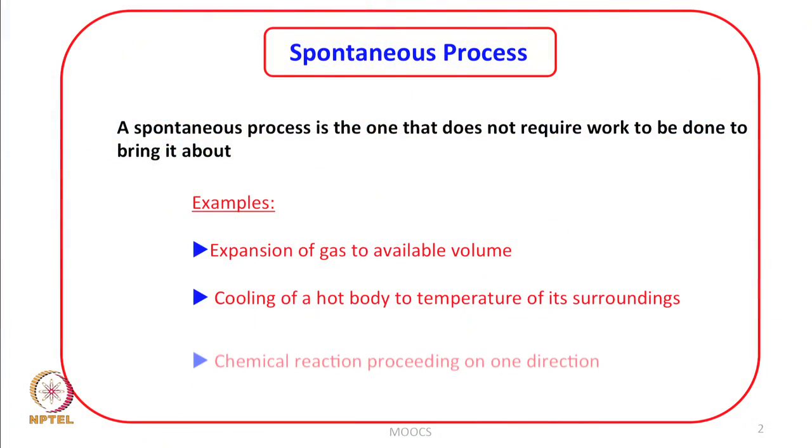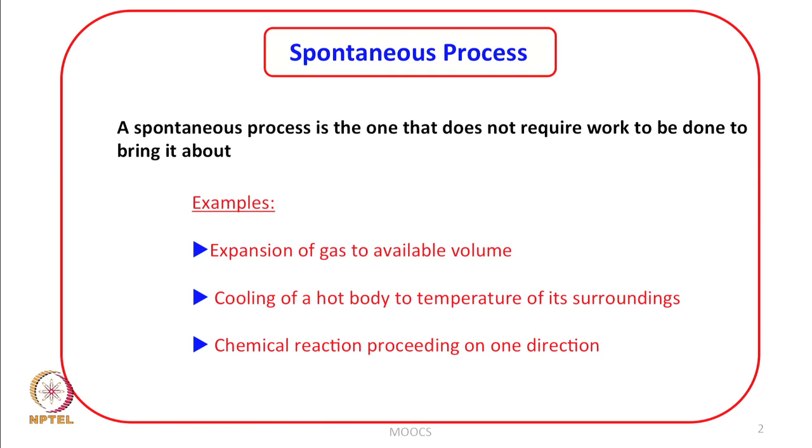An example which we see every day is that you take a hot cup of tea and keep it on the table. After some time it will cool down. And nobody has to do any work. Cooling of a hot body to temperature of its surroundings is a spontaneous process. Third example, some chemical reactions proceed in one direction. Those are spontaneous processes.